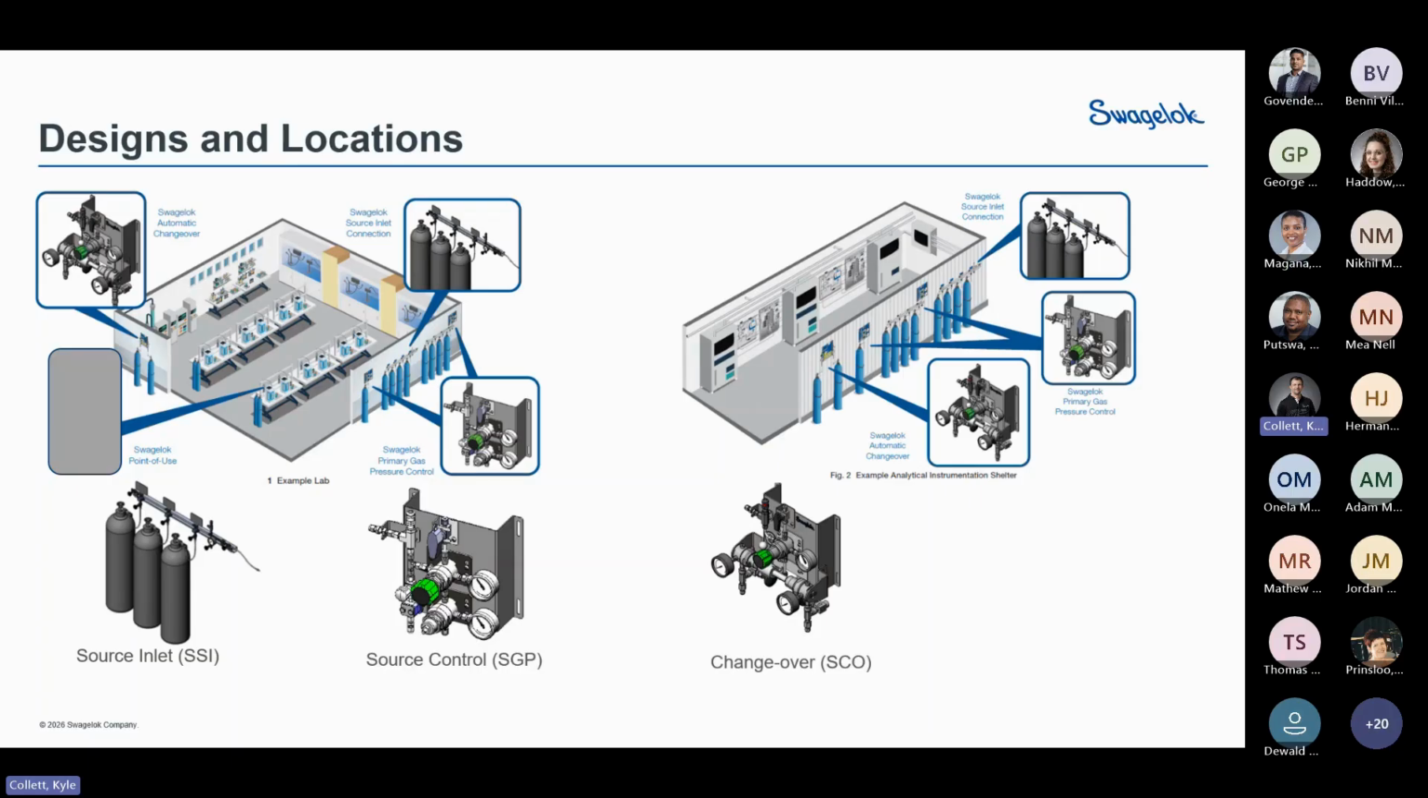Let's go back a step. So then going from our supply system, we are going to either have a control panel or some form of changeover panel. These panels are typically responsible for reducing the pressure from the supply system to a more manageable and suitable pressure for the application. And then finally, feeding into our lab or near the final application, we would have some point of use that's typically responsible for the final pressure control and monitoring.